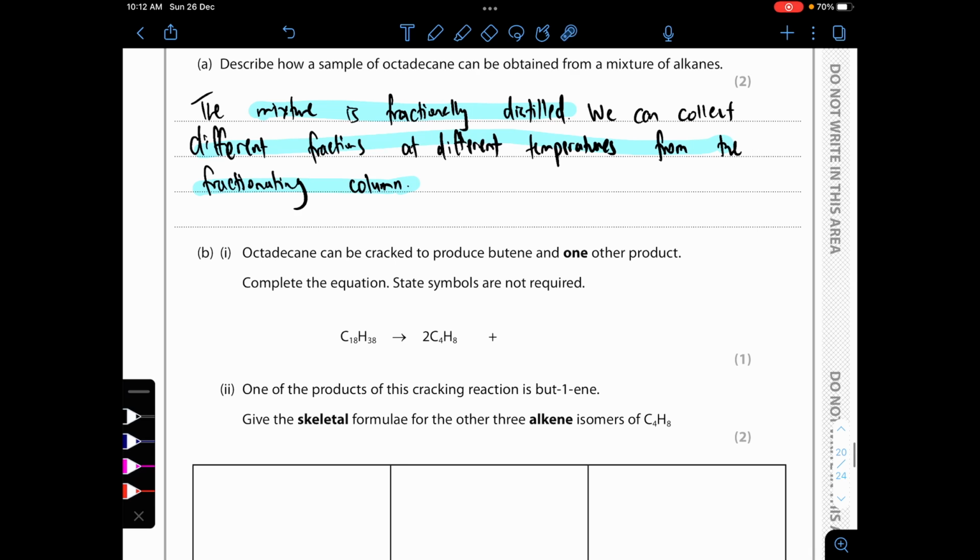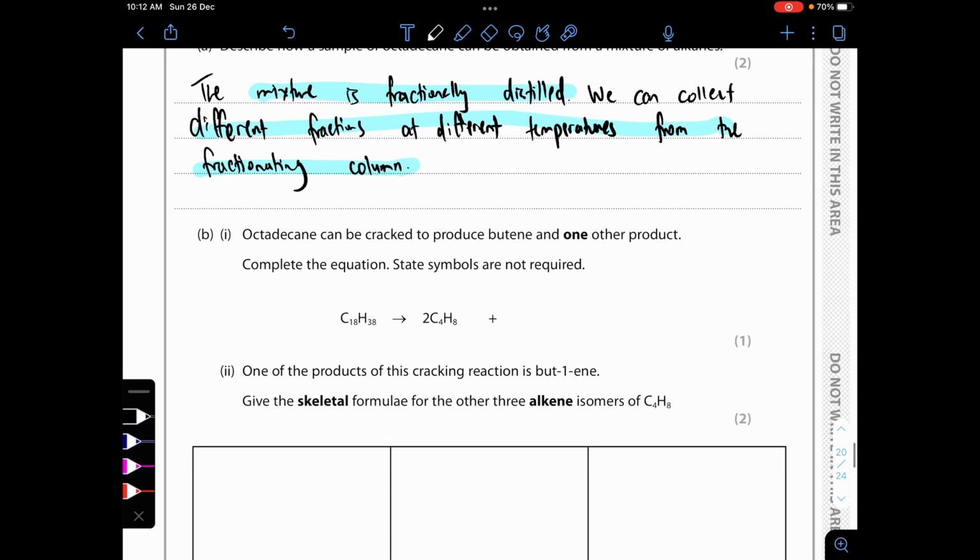Alright, now octadecane can be cracked to produce butene and one other product. Complete the equation. State symbols are not required. So you can see here that C18H38 goes to 2C4H8, so we're taking away 8 carbons and 16 hydrogens. So what are we left with? C18 minus 8, that's going to be C10. How many hydrogens are we taking away? 16. 38 take away 16, that's going to be 22. So that's our answer.